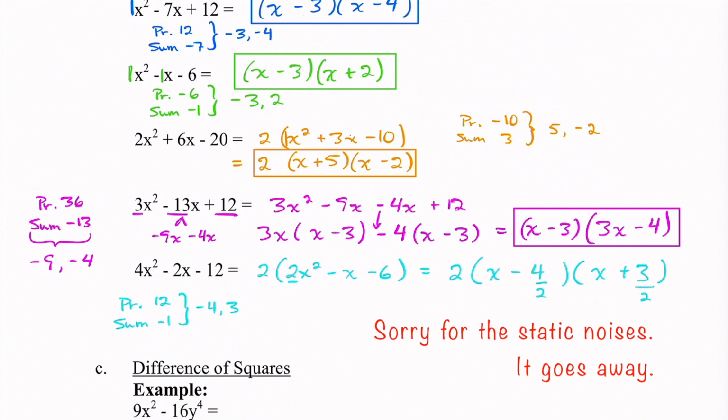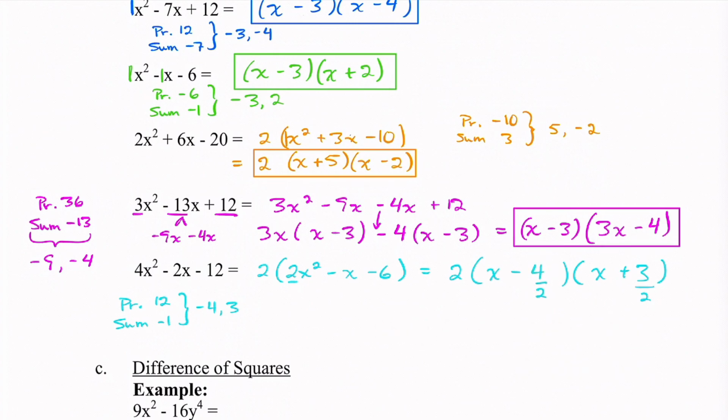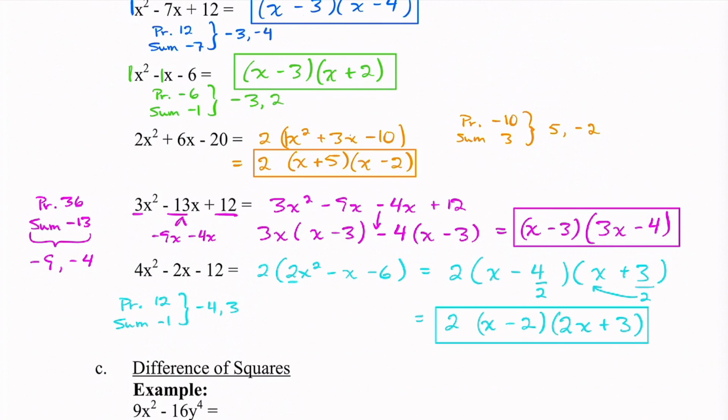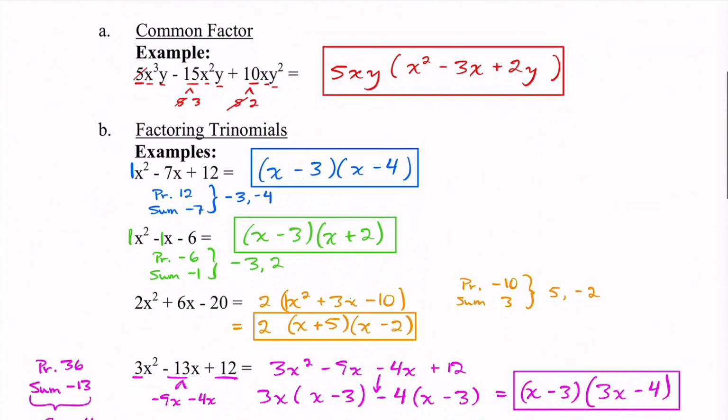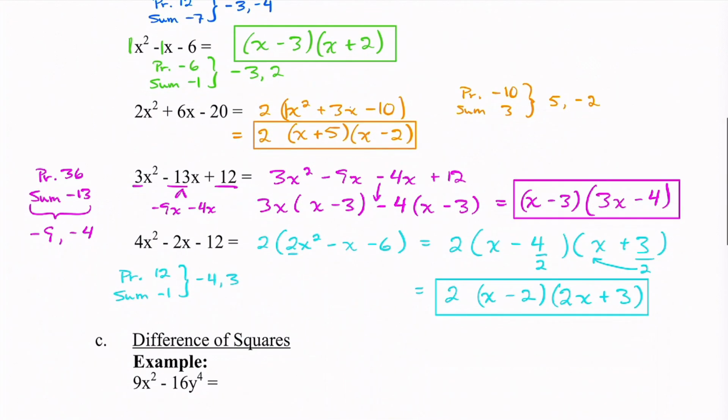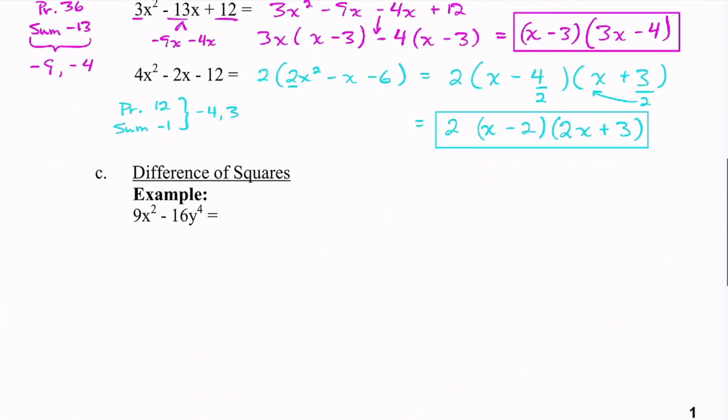This one I can simplify, so I'm going to simplify that one. So I'm going to get x minus 2. And then with the other one, I can't simplify this one, so that 2 is going to come up and go in front of the x. So it's going to give me 2x plus 3. And that's our final answer. Okay, so those were for factoring trinomials. Now what we got here at the bottom is factoring a difference of squares.